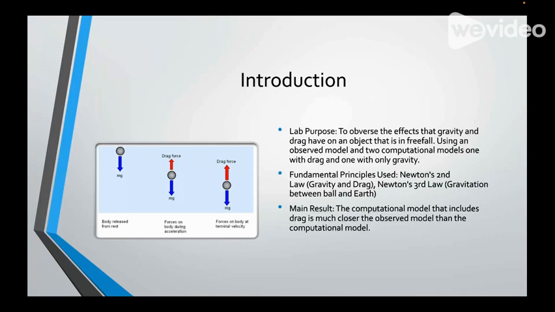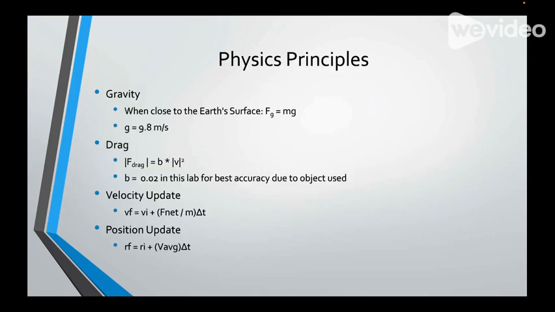What is the purpose of this lab? The purpose is to observe the effects that gravity and drag have on an object that is in free fall, using an observed model and two computational models, one with drag and one with only gravity. The fundamental principles used are Newton's second law with gravity and drag, and Newton's third law with gravitation between the ball and the earth. The main result of this lab is that the computational model that includes drag is much closer to the observed model than the computational model without drag.